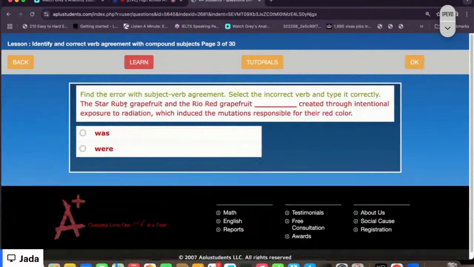Alright, the star ruby grapefruit and the ruby red grapefruit, dash, created through intentional exposure to radiation, which induced the mutation responsible for their red color. This has and, so what do you think is the right one here? Was or were?